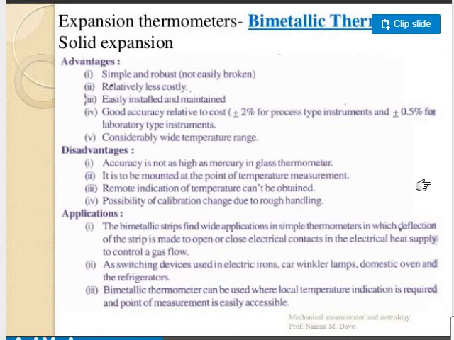So for all those cases we will be making use of these bimetallic thermometers, and they can be used where local temperature indication is required and the point of measurement is easily accessible. So ordinary devices for indicating the temperature where the point of measurement is easily accessible. So that is what they said, it is difficult for more interior locations. To find the temperature at an easily accessible place, we can make use of this one.